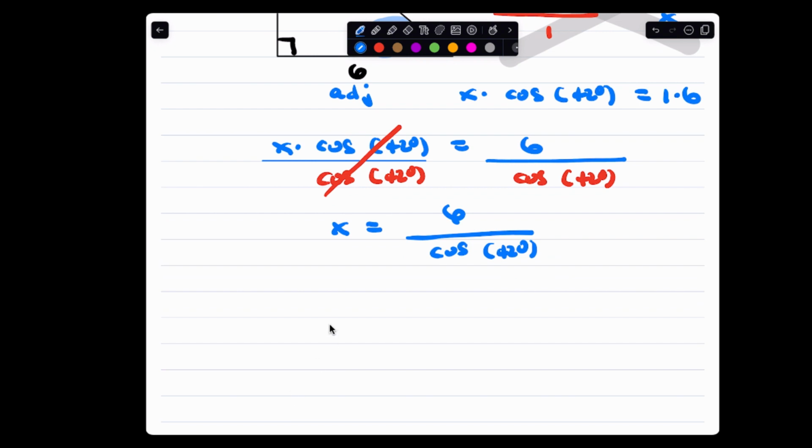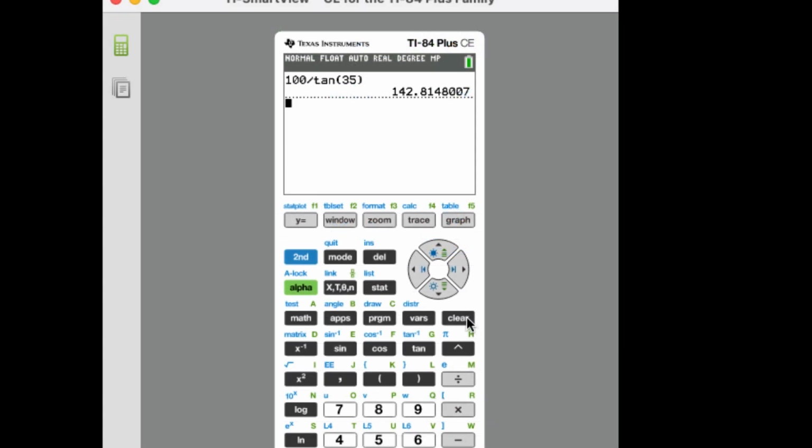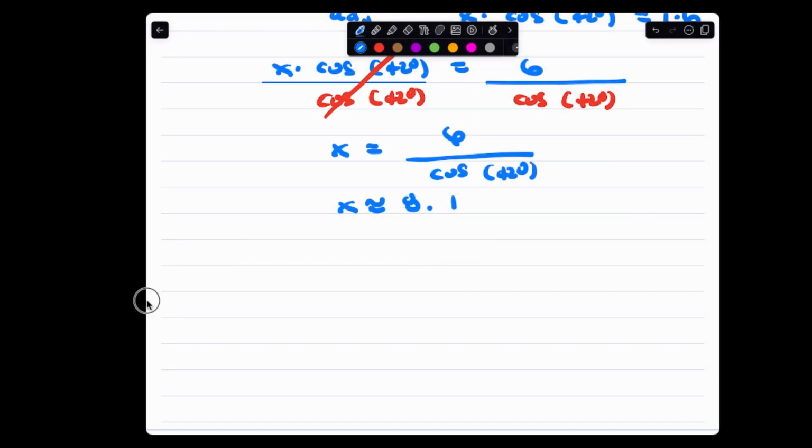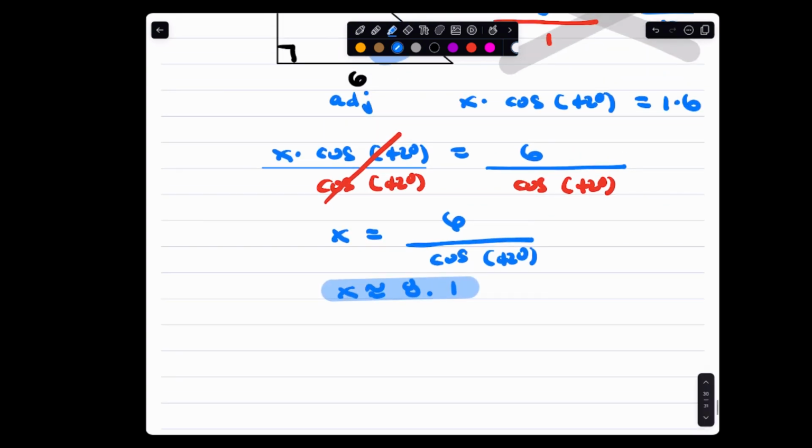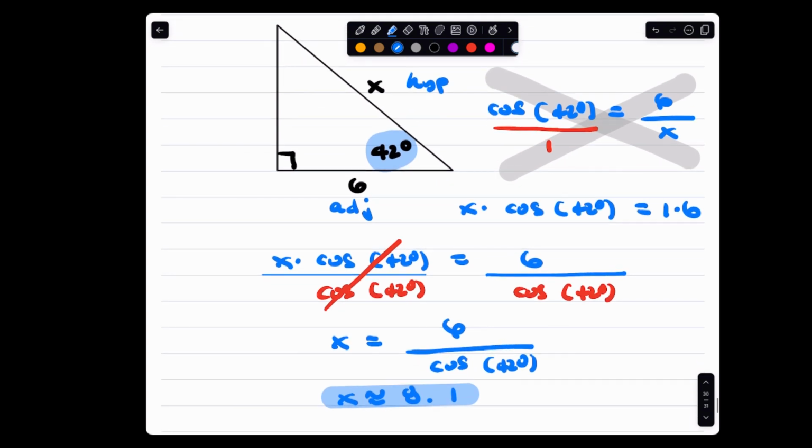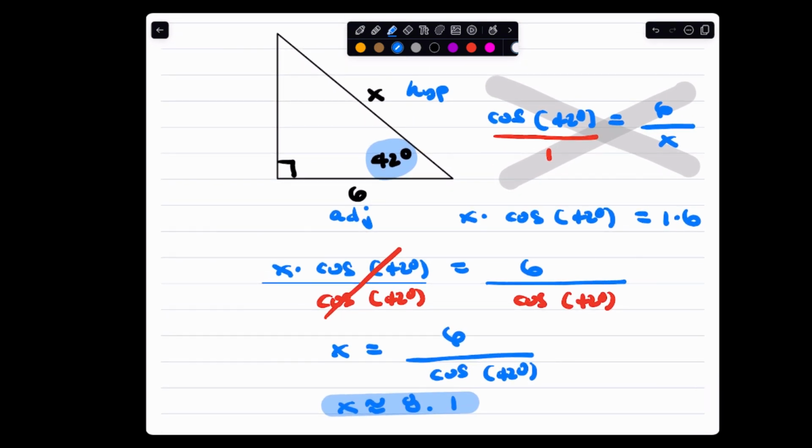Now, what is that? 6 divided by cosine, this is already in degrees, 42. Is that what I entered? Do you guys know what I'm saying? We okay with that? All right, now hit enter. And what do you guys get to the nearest, what did we say? The nearest tenths. 8.1. Outstanding. So, ladies and gentlemen, this is 8.1. Easy peasy lemon squeezy. You guys okay with that one?